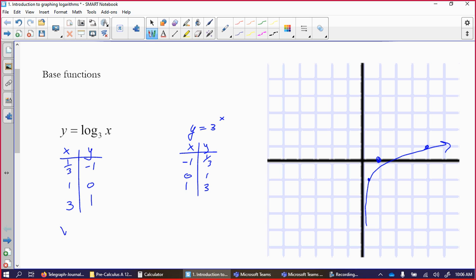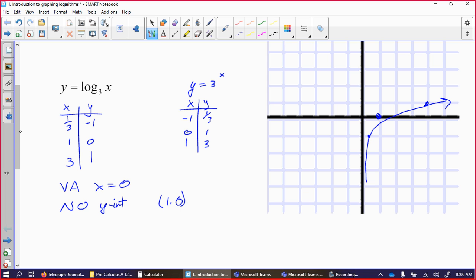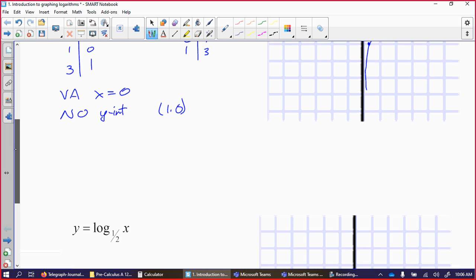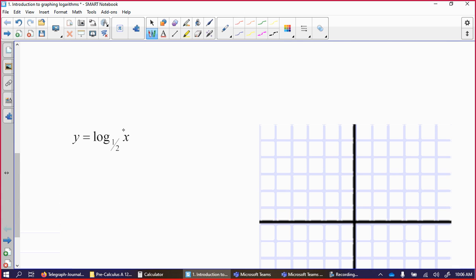So this is going to have a vertical asymptote at x equals 0. This one has no y-intercept, and it has an x-intercept of 1 and 0. So if we can get that base graph, we can transform it. We have a set of key points. We can identify transformations, do a mapping rule, and change some stuff, even if the base is something weird.